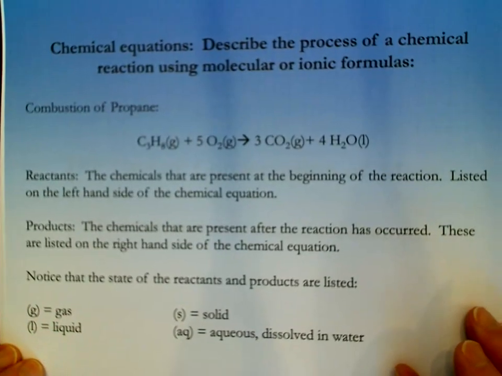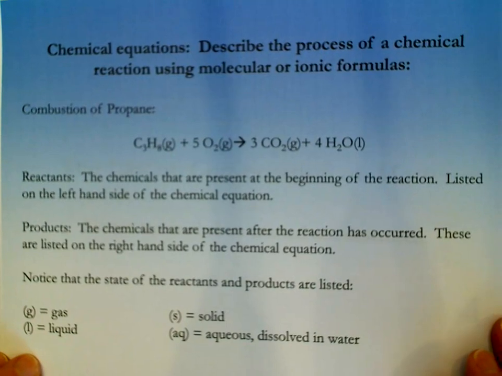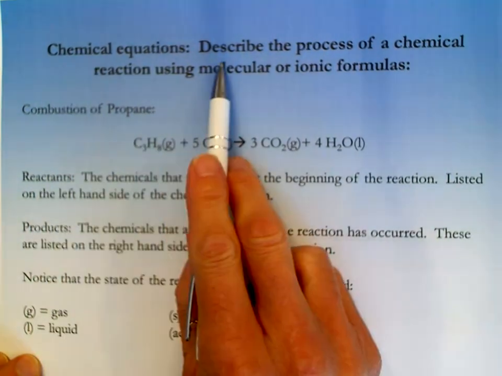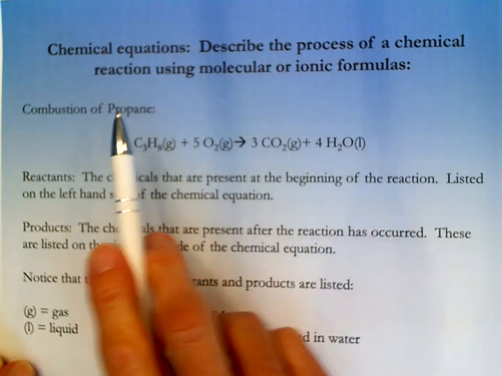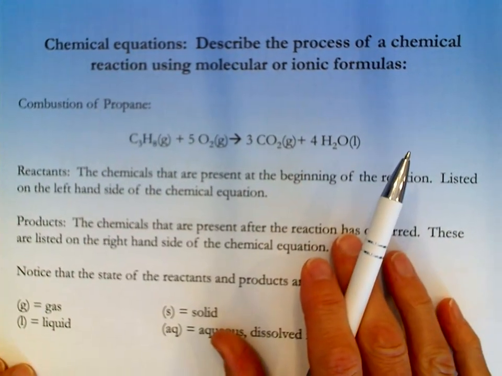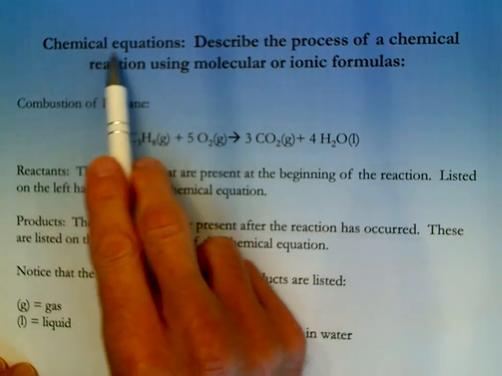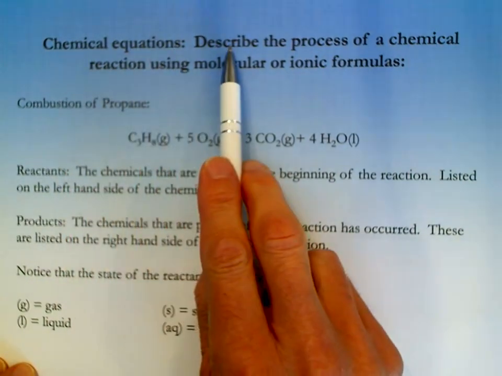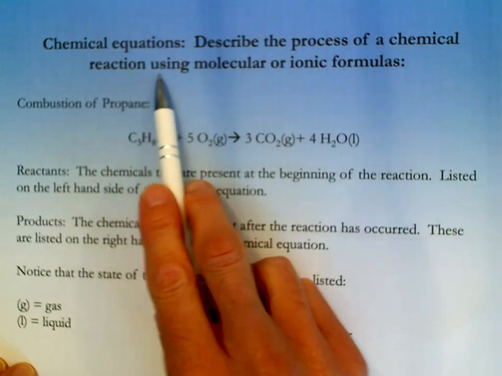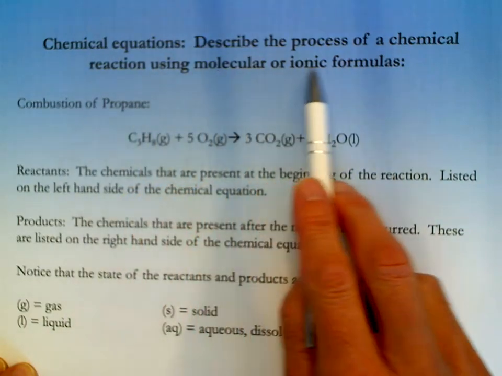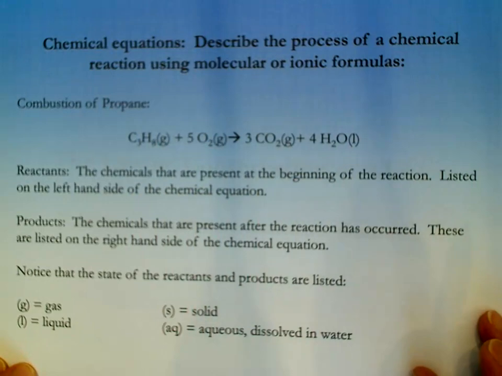All right, the last thing we're going to go over in chapter 2 is chemical equations. We've already kind of been using these, but we're going to delve a bit more deeply into them. A chemical equation is a way that we describe the process of a chemical reaction using those molecular and ionic formulas that we learned about in the previous video.